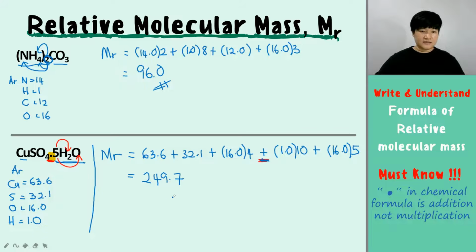Since it's the relative molecular mass, your final answer shouldn't have any unit. Just a kind reminder, the dot does not represent multiplication. It is still a plus; you are still adding them up. Do not multiply. That is how we calculate the relative molecular mass. Since it's relative, your final answer should not come with any unit.